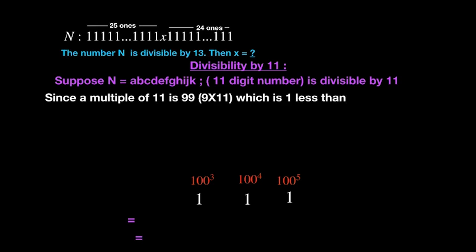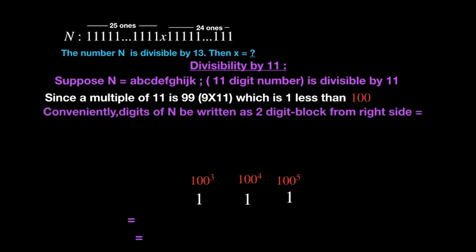And now we can go for the divisibility test of 99. For 99, when a number is divisible by 99, that is 1 less than 100, then what will happen? See, 99 is 1 less than 100, so conveniently the digits of n can be written as 2-digit blocks from the right side.